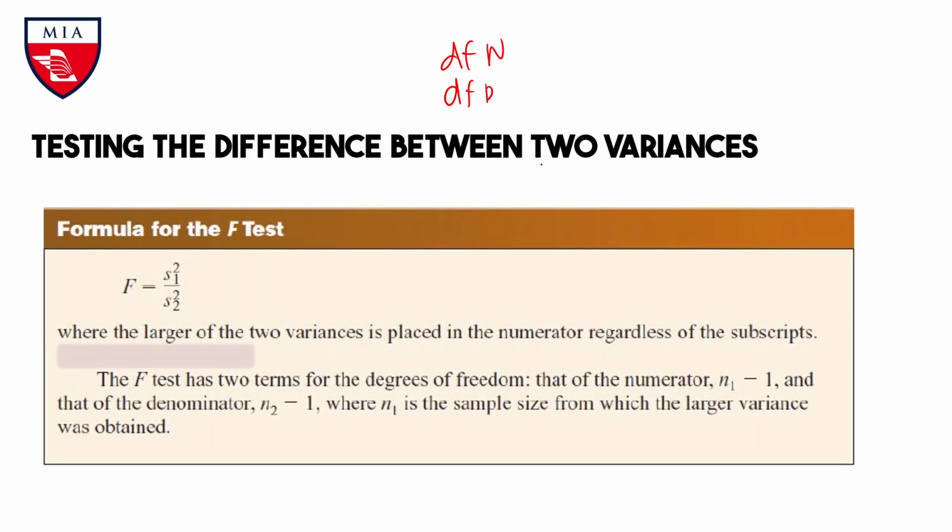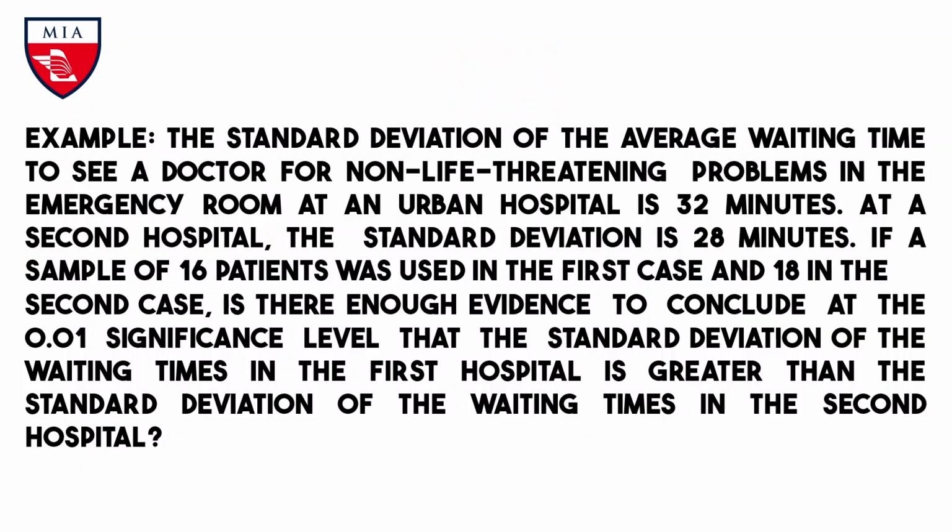Wherein the DFN is the sample size from which the larger variance was obtained. Okay, so this is for the larger n, and this is for the smaller n. Okay, so let's try this.